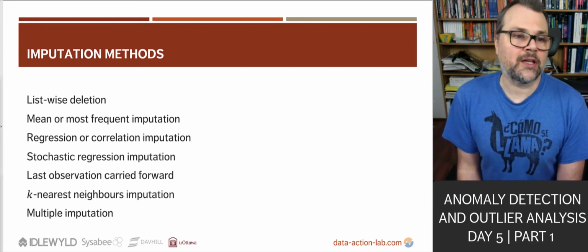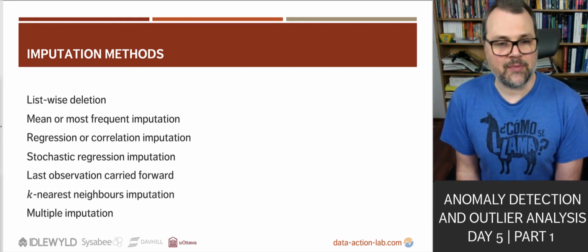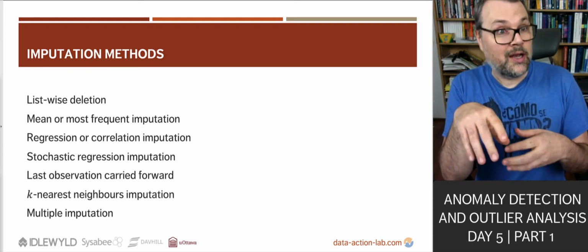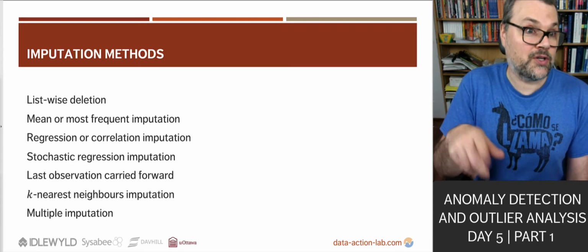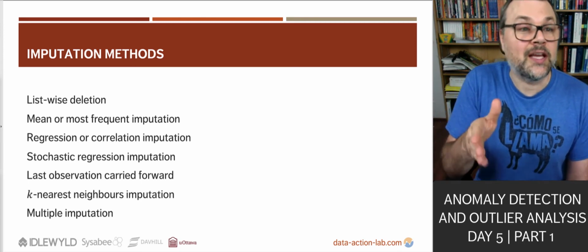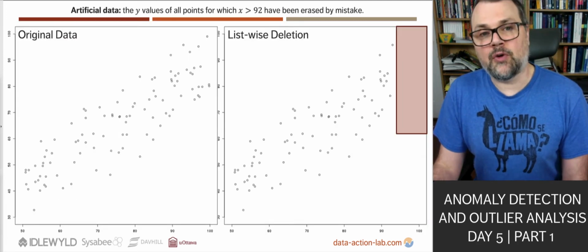And then you can look at other things like k-nearest neighbors imputation. Let's find the other points that are close to this point, and let's see what they've answered for that question that you did not answer. The observations that are similar to you, what did they answer? I'm just going to give you a little illustration of what that looks like.